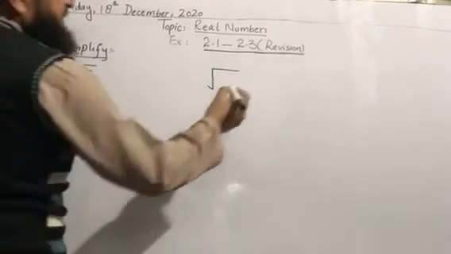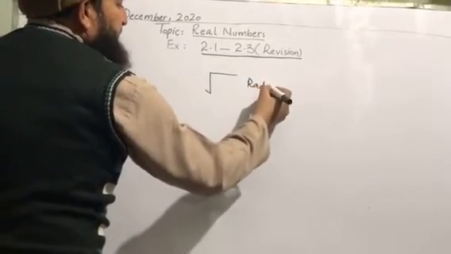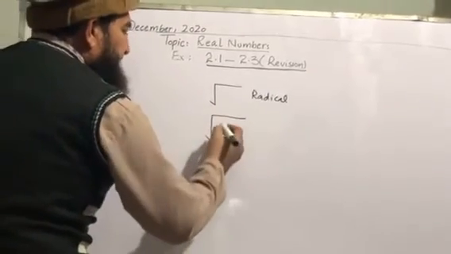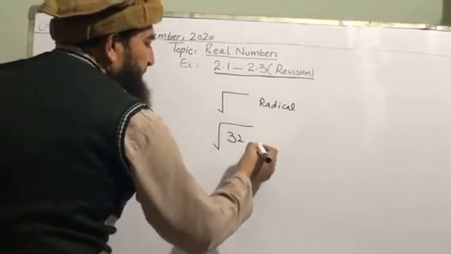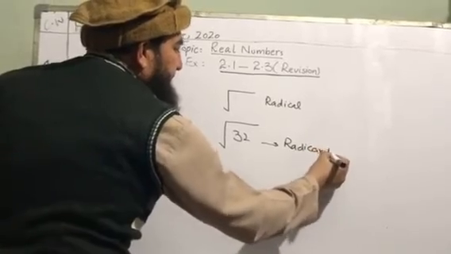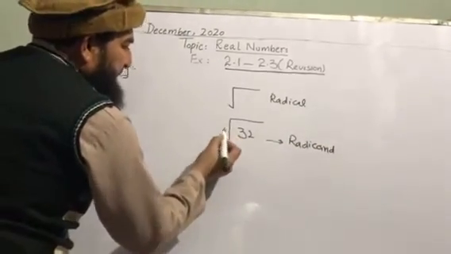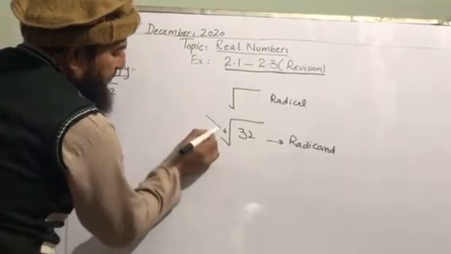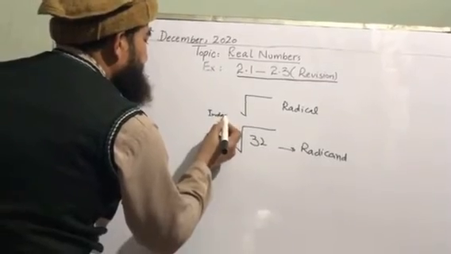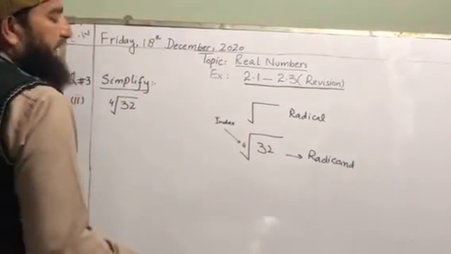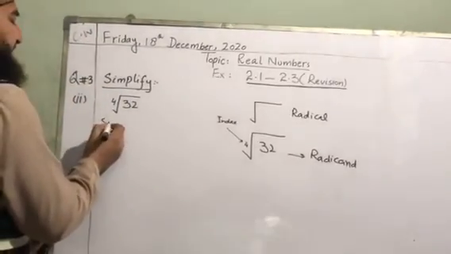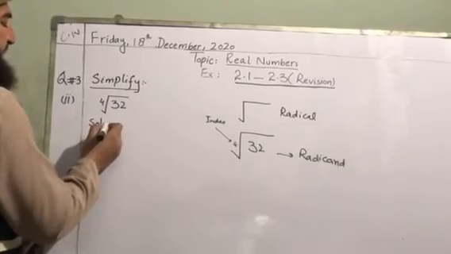Here is the sign of radical. Under the radical sign, the number is called the radicand, and this part which shows here is called the index or order of the radical. So here is a radical notation number given. We have to simplify it.